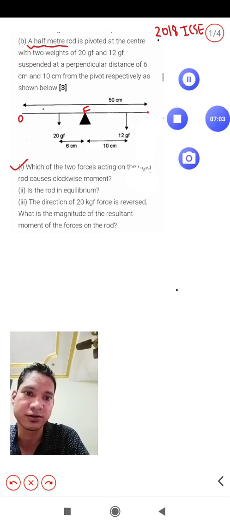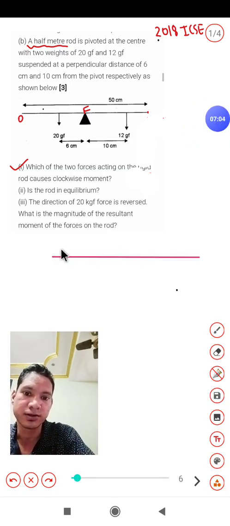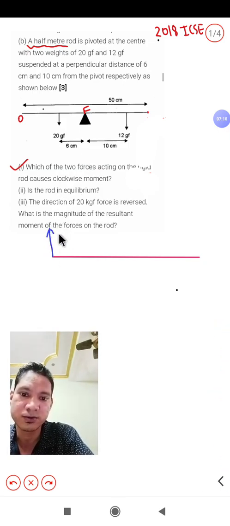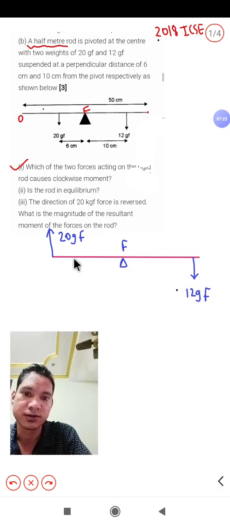Wait a second, something is wrong here. Yeah, now it's working. Okay, so I need to reverse the direction, let me reverse the direction of 20 gf. Fulcrum is at the center, 12 gf is already pointing downwards. Now its distance here is 6 centimeter, here the distance is 10 centimeter.